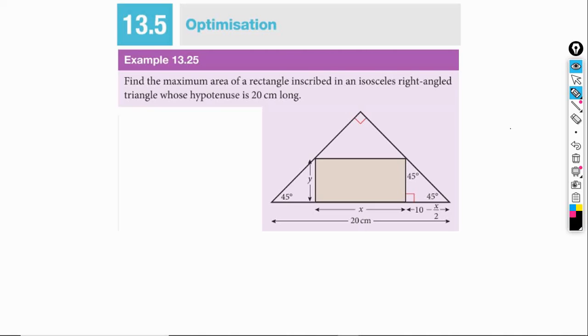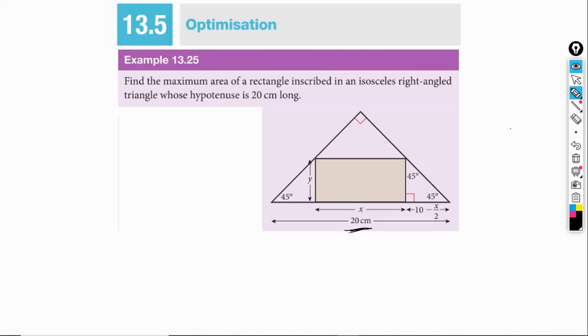So let's look at example 13.25. It says, find the maximum area of a rectangle inscribed in an isosceles right-angled triangle whose hypotenuse is 20 centimeters long. So it's a rectangle, as we can see here, and it's inscribed in this isosceles right-angled triangle. There's a few things here. First of all, they give us the length of the hypotenuse, which is 20 centimeters.